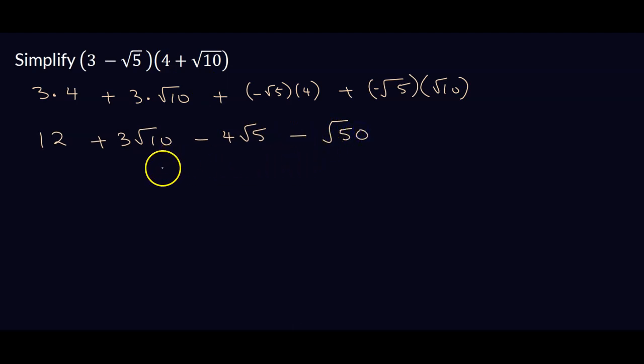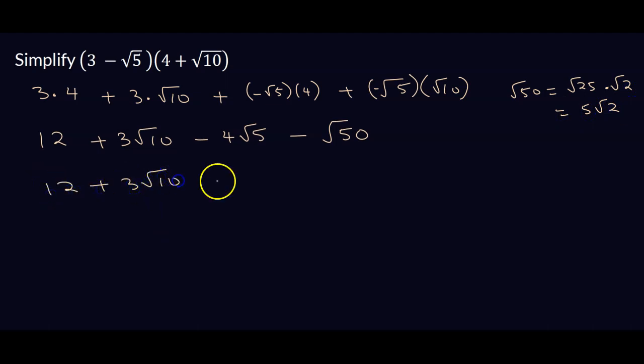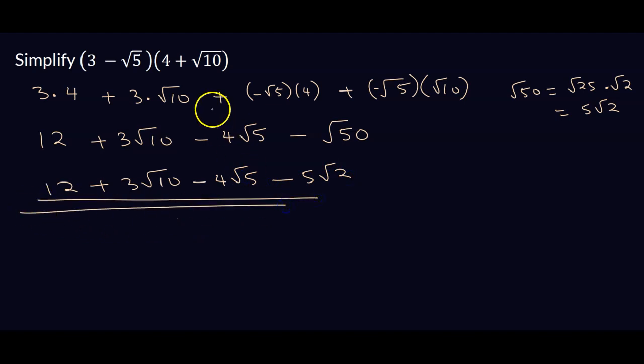So we'll need to see if we can simplify any of these radicals. 50 is not a prime number, so we can simplify. This is simply 2 multiplied by 5. So the square root of 50 is the same as the square root of 25 multiplied by the square root of 2. So this is 5 square root of 2. So we have 12 plus 3 square root of 10 minus 4 square root of 5 minus 5 square root of 2. So this is the solution to this problem.